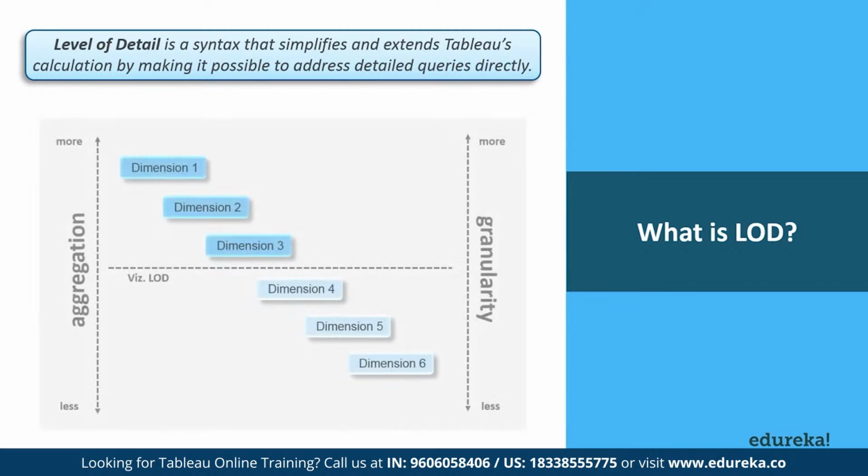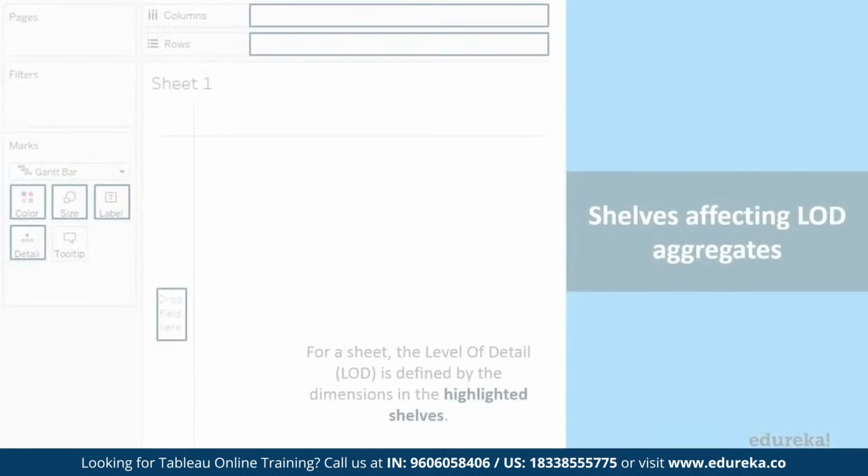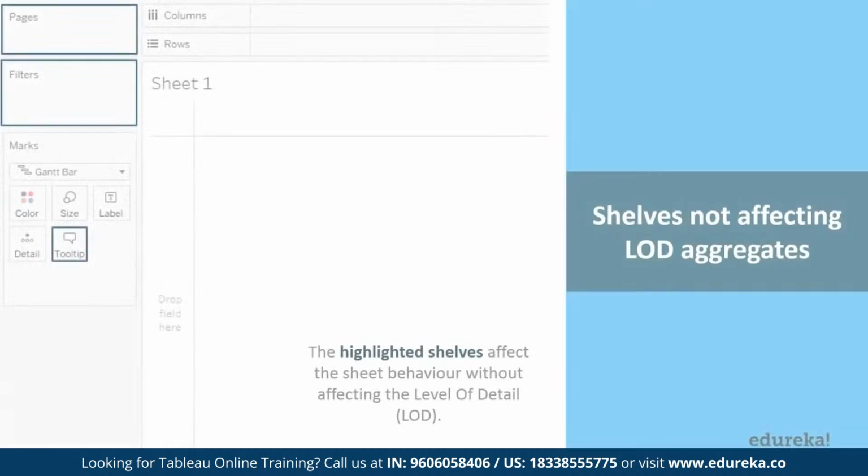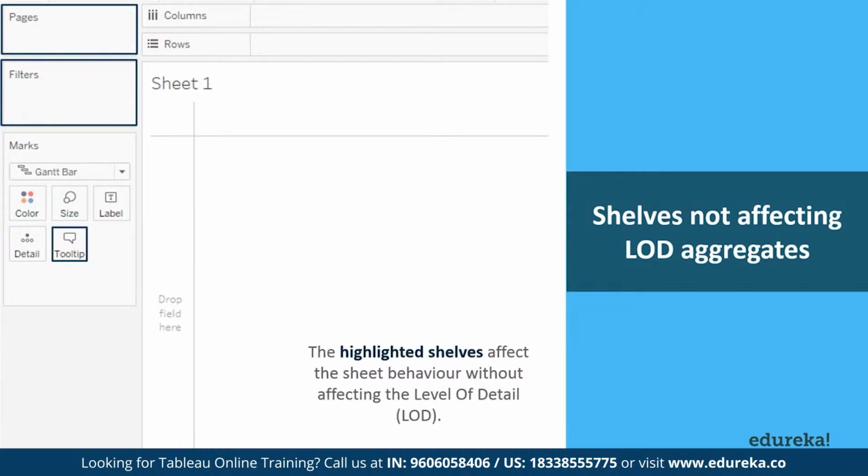Now, granularity and aggregations in LOD are inversely proportional to each other. How it works is, the more the level of granularity, the less is the level of aggregation, and vice versa. So here are the shelves which affect your LOD aggregates. You have your columns, rows, pretty much everything except for your pages and filter shelf. And these are the shelves which do not affect your LOD aggregates. These are your pages, filters, and tooltip.